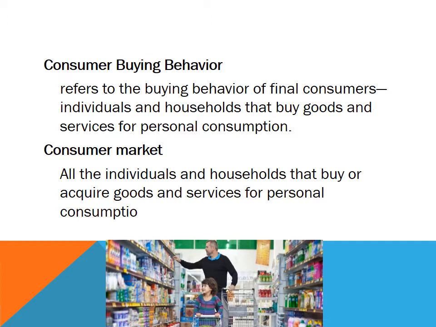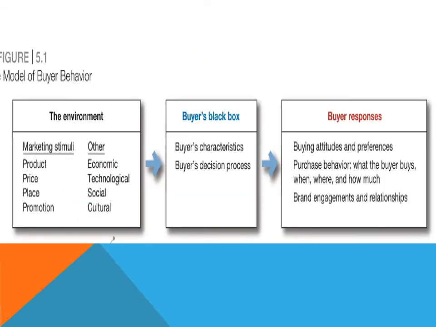Consumers' buying behavior refers to the buying behavior of final consumers. This is divided into two: individuals and households that buy goods and services for personal consumption. In figure 5.1, this is the picture about how the marketing stimuli, the consumer's characteristics, and the buyer's decision process will finally influence the buyer responses. It is called the model of buyer behavior.